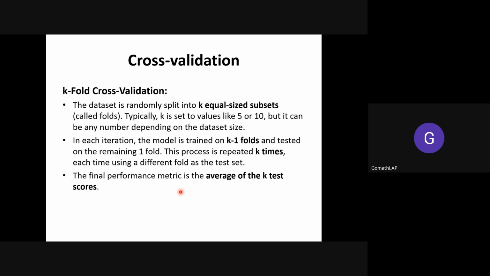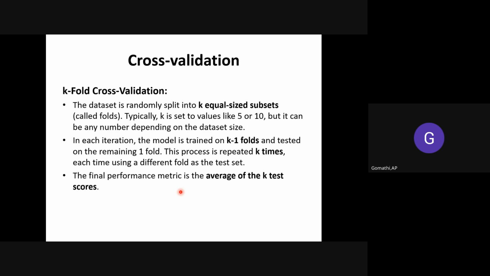In each iteration, the model is trained on k minus 1 folds and tested on the remaining fold. Can you understand? So here we have 5 subsets. That is the formula behind this: the model is trained on k minus 1 folds and tested on the remaining 1 fold. This process will be repeated k times, each time using a different fold as the test data.